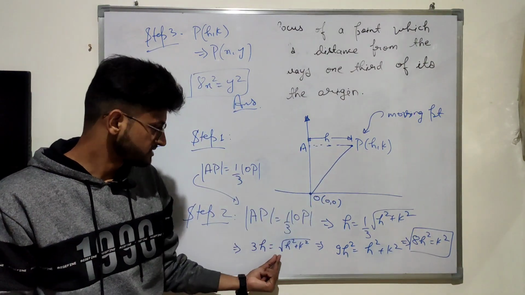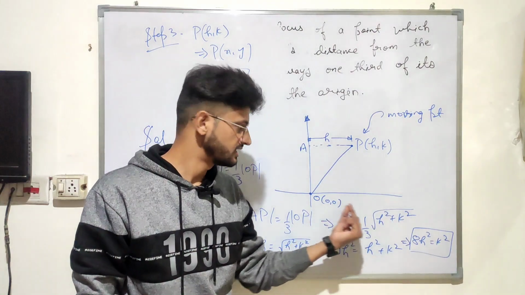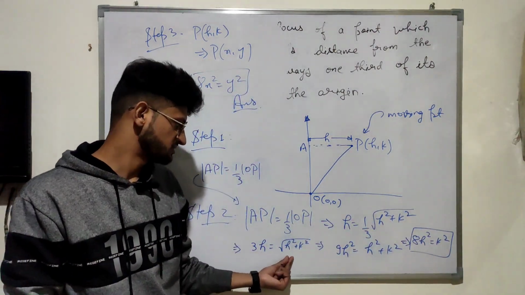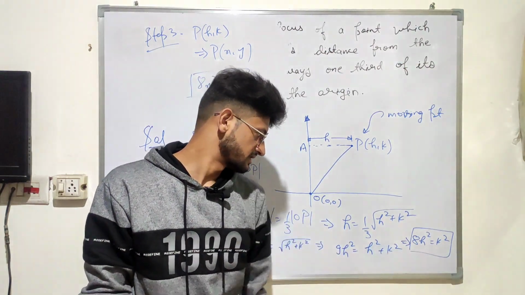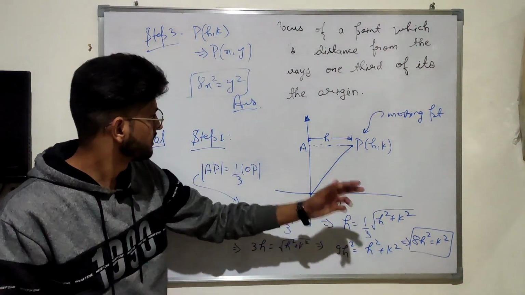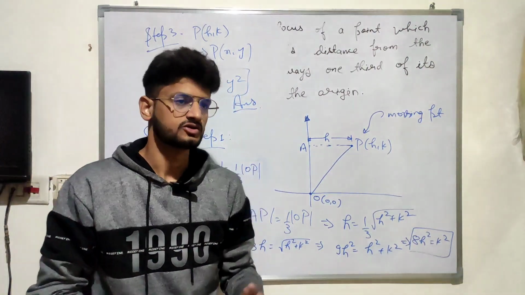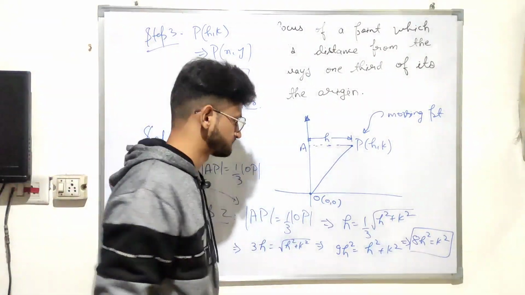After applying, AP is going to be h, and this is equal to 1/3 of the distance from the origin, which is root over h square plus k square. After solving we got 3h equals this, and after squaring we got this, and on further simplification we get 8h square is equal to k square. Replacing h with x and k with y, finally we got this equation to be the required locus. So this was our second question.